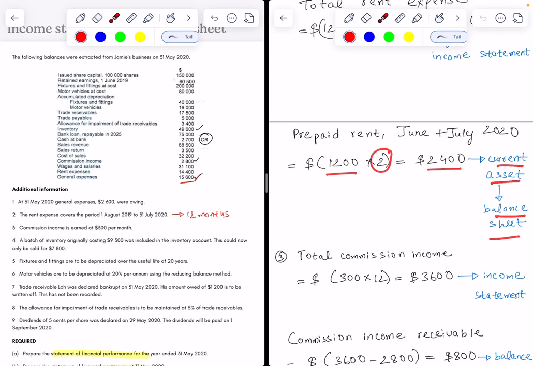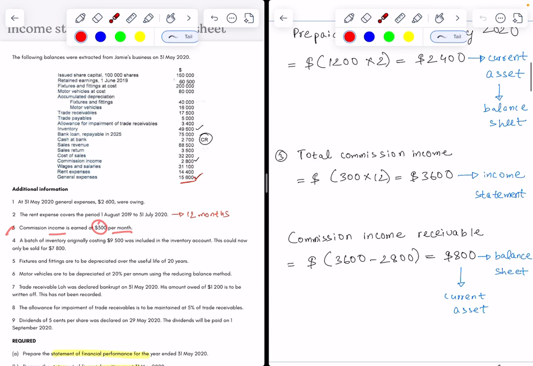Okay? Now, let's look into the third additional information. Commission income is earned at $300 per month. Now, total commission income based on this information can therefore be derived as $300 per month multiplied by 12 months, which we get in a financial year altogether, which will give us $3,600 as the commission income earned, which we look forward to reporting as part of other income in the income statement.